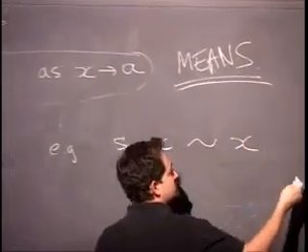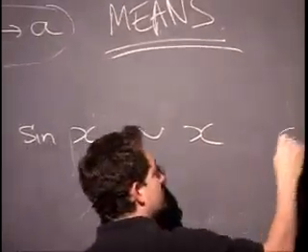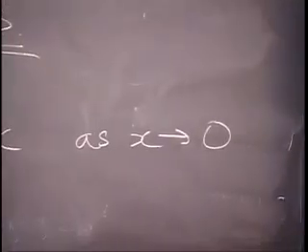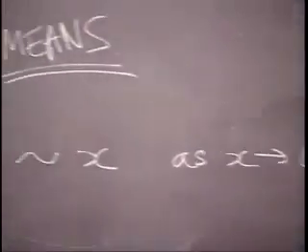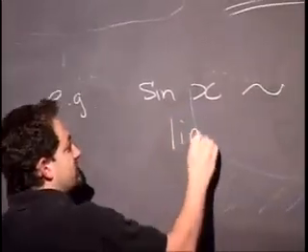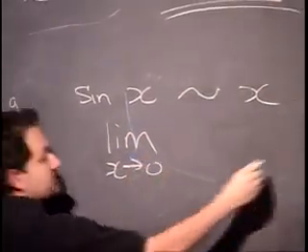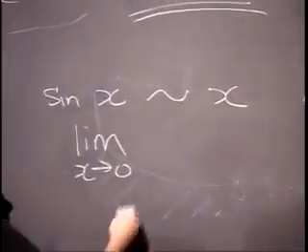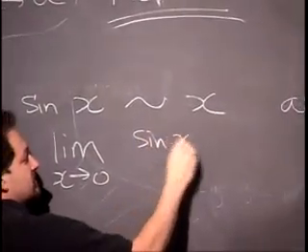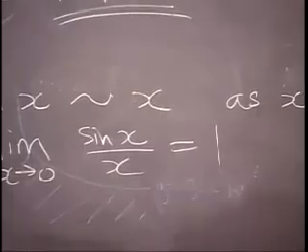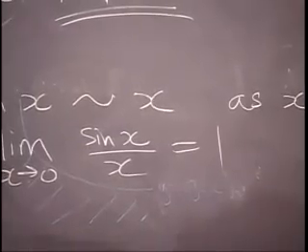Sine x is asymptotic to x as x goes to 0. Do you believe it? Let's check it. What this says is the limit as x goes to 0 of one divided by the other. It actually doesn't matter which one. That needs to be 1. Is that true? Sure it is.